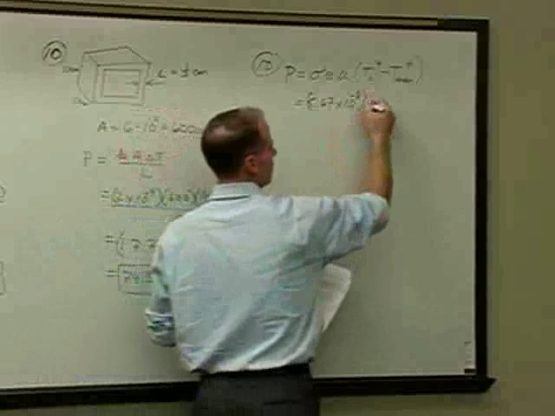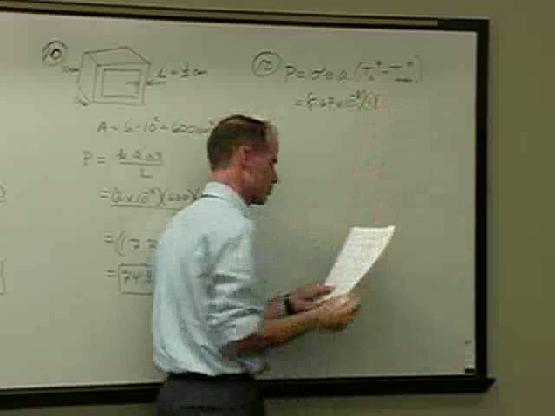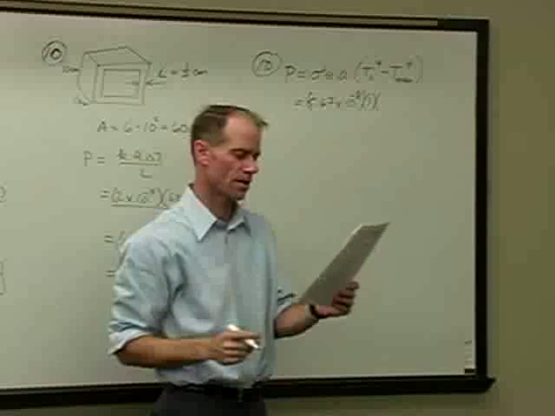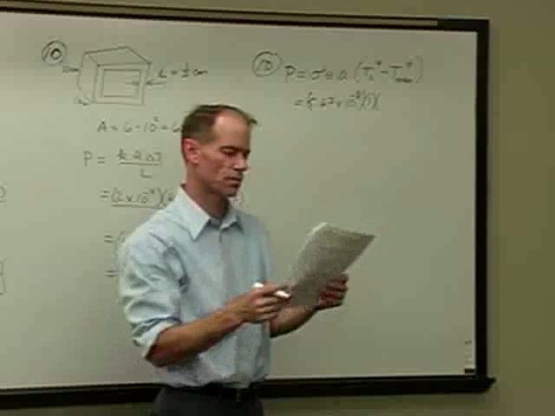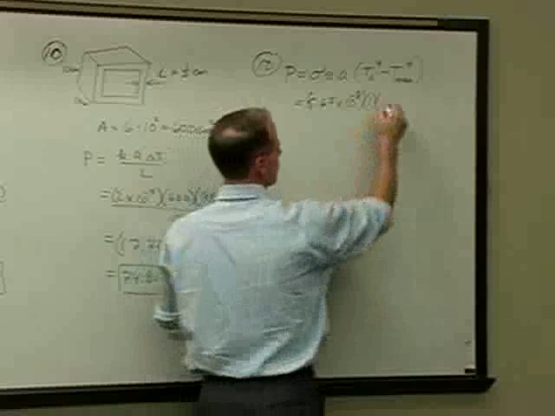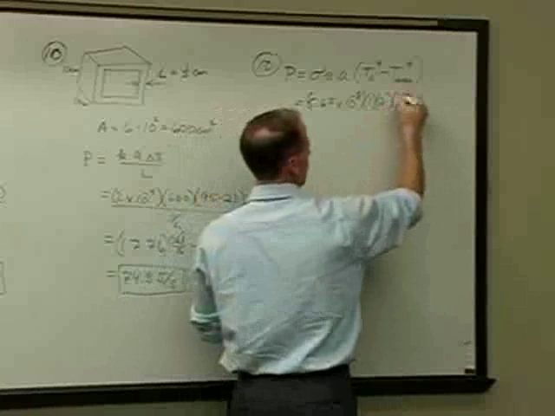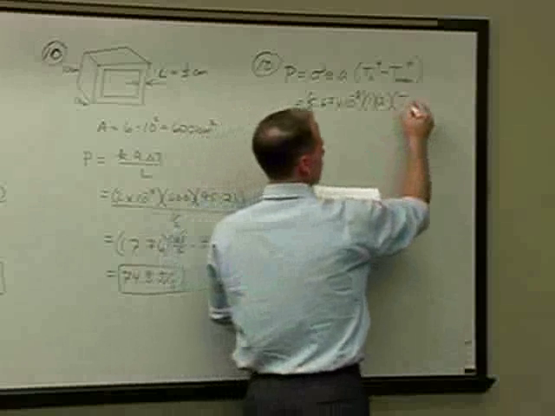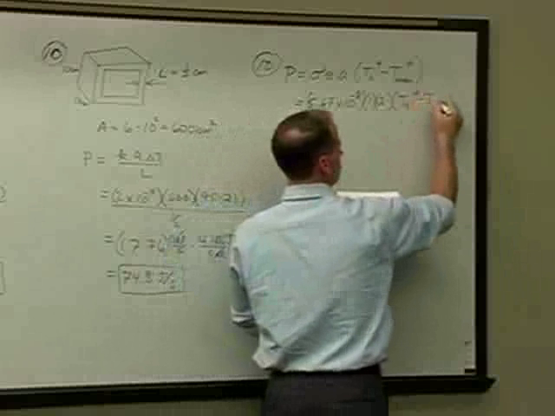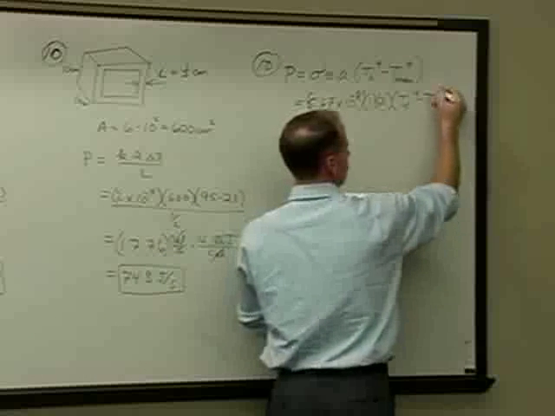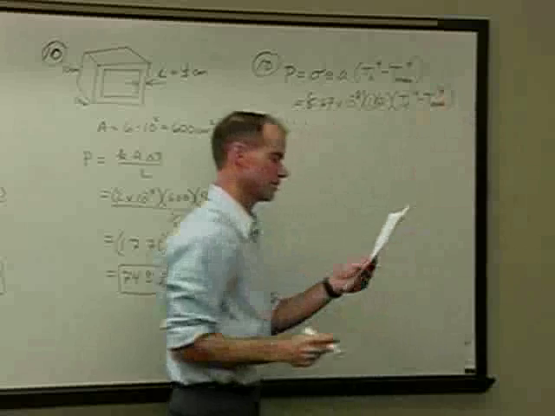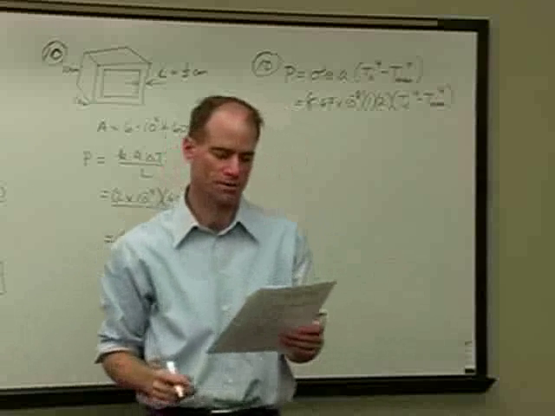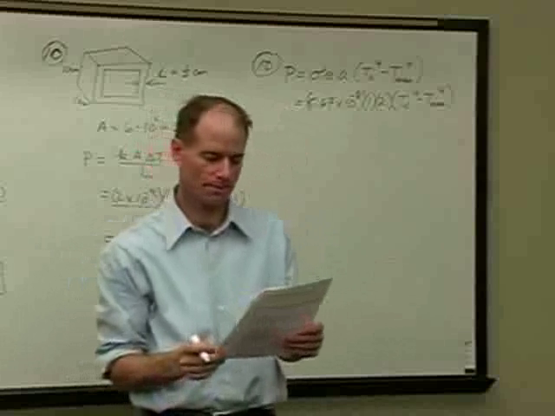Times the emissivity, which is 1, times the child's area, which was given as a cross-sectional area of 2 square meters, times the temperature of the child to the 4th power minus the temperature of the area to the 4th power. And I really should figure out what those are in terms of Kelvin. So we have to go to the absolute temperature scale in this one.